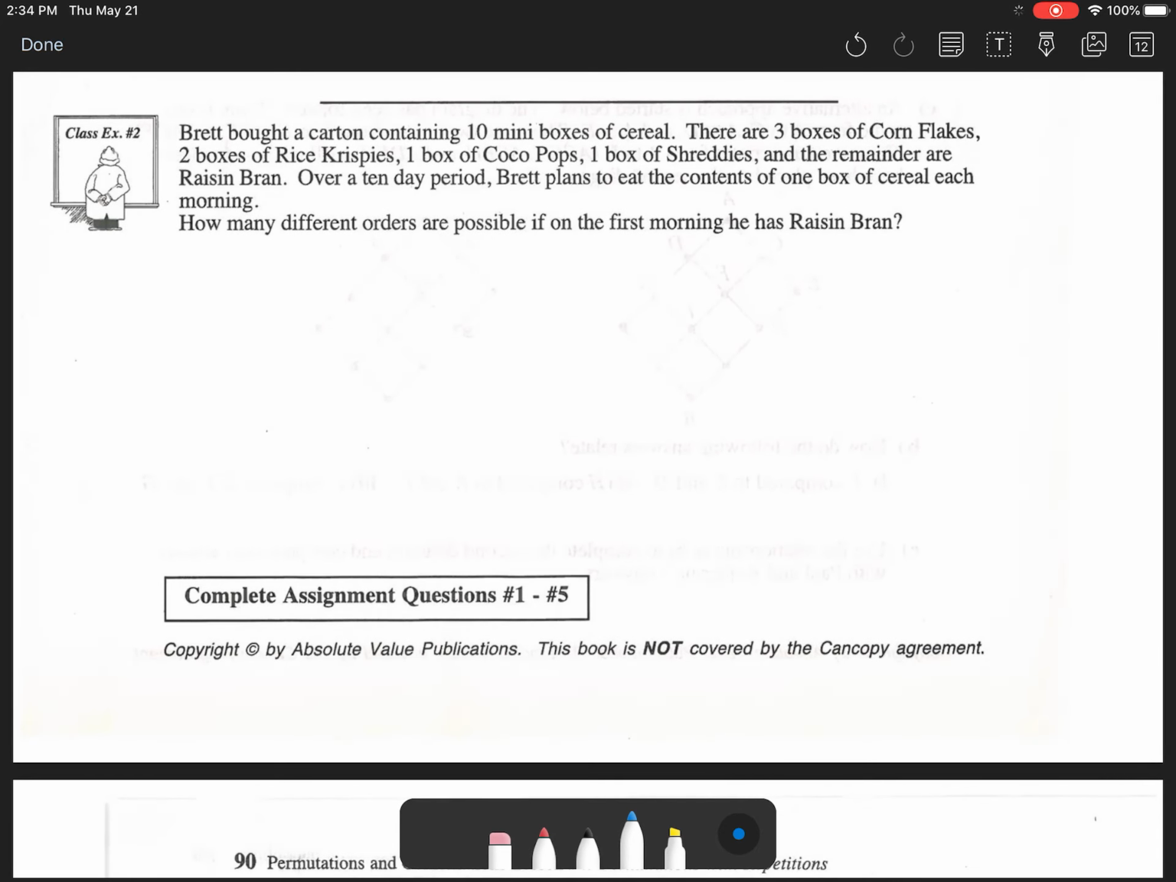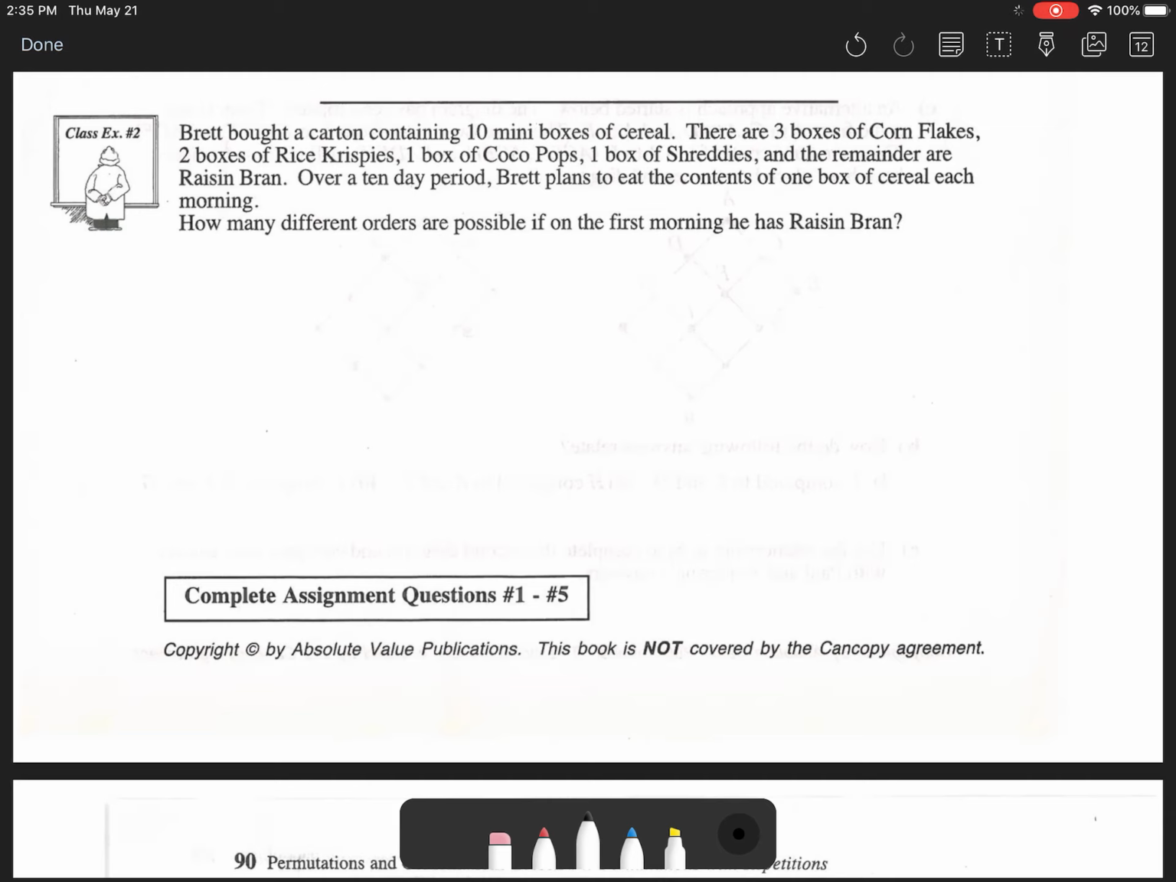So let's try a question here, okay? It says Brett bought a carton containing 10 mini boxes of cereal. There are 3 boxes of cornflakes, 2 boxes of Rice Krispies, 1 box of Cocoa Pops, 1 box of Shreddies, and the remainder are Raisin Bran. Over a 10-day period, Brett plans to eat the contents of 1 box each morning. How many different orders are possible if on the first morning he has Raisin Bran? So they even throw in a restriction here, which is that on the first morning he's going to have Raisin Bran.